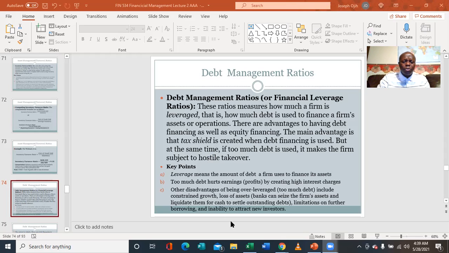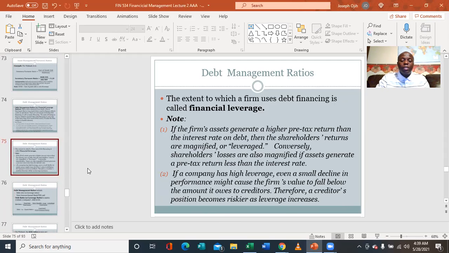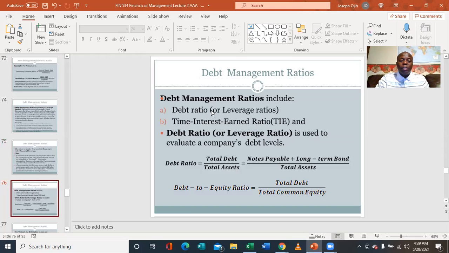Now, there are three main categories of this type of ratio, which I'm going to explain in a few minutes. First, we have the debt ratio itself, or the leverage ratio. Then we have the times interest earned ratio. And then, of course, we have the debt to equity ratio. Let us look at each of them one by one.